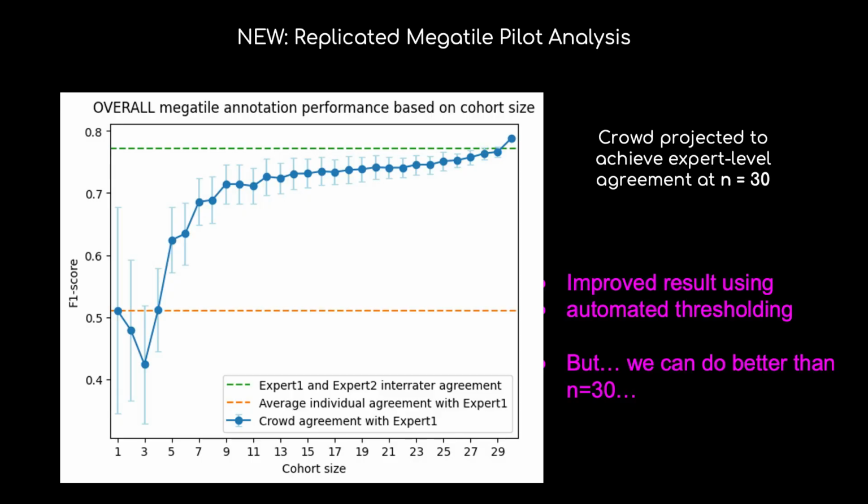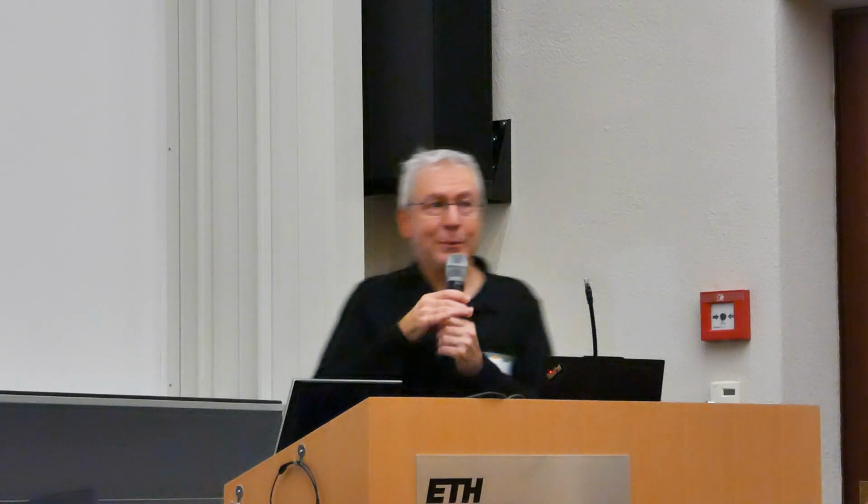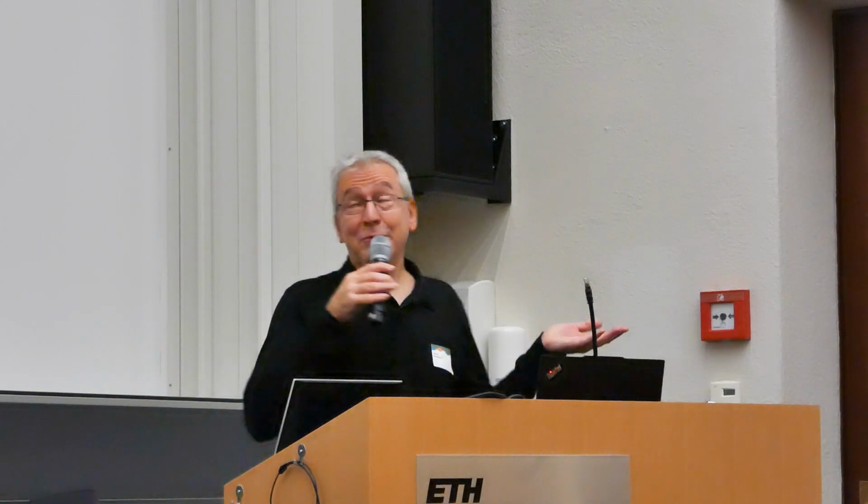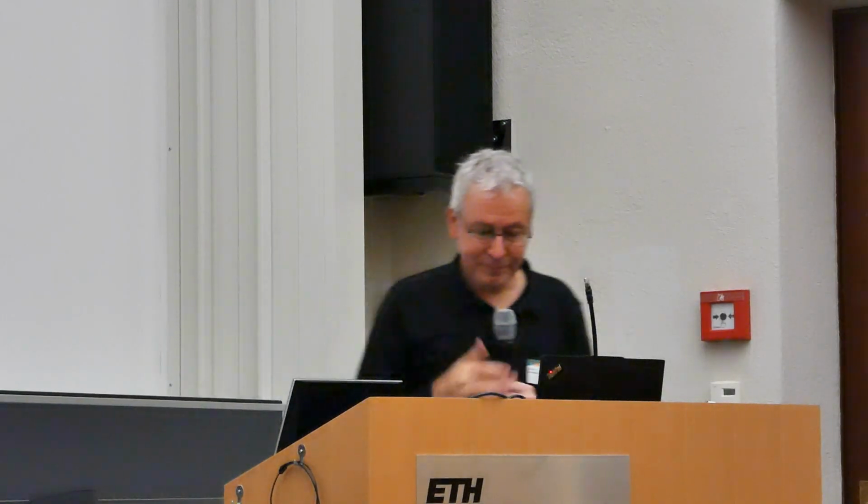So then we tried some subtle adjustments to our methods with dynamic thresholds. And I won't spend time on those details now, but we were able to barely achieve this expert level of performance with 30 people. Still way too many people. So how do we fix this? The first question is, why is this happening?